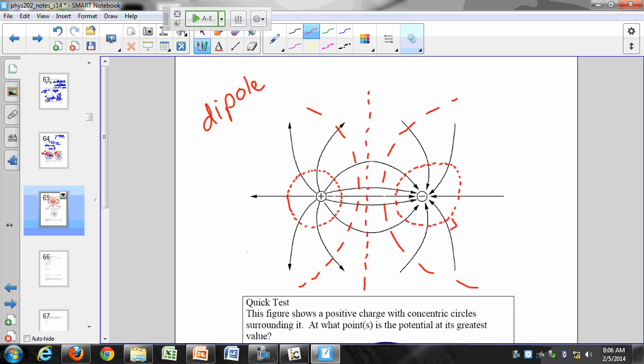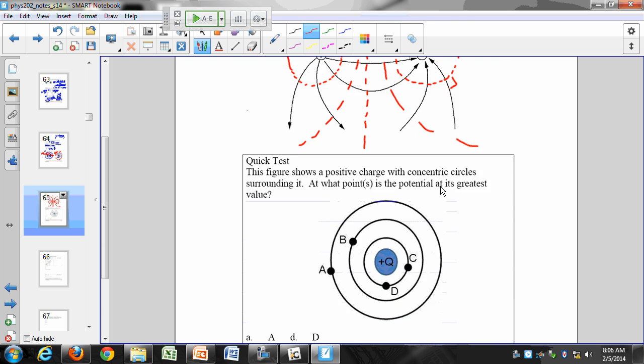All right, so those are equal potential lines. Along those surfaces or lines, the potential is always the same, and the equal potential line is always perpendicular to the field line. That's really all you got to know. Let's try this quick test.